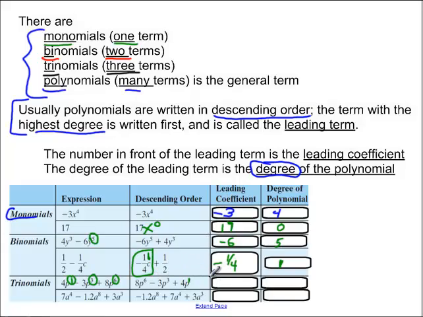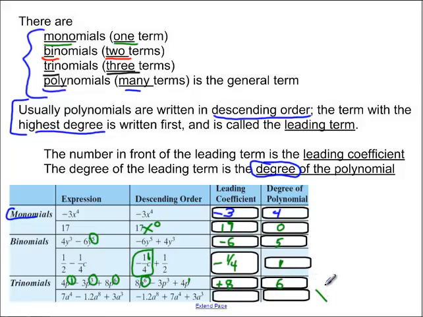So what's our leading coefficient? The leading coefficient is the number that's attached to that leading term. The 8 is our leading coefficient. That should be a positive number. You could write it as positive 8 or just write it as 8. Understand it's positive. What's the degree of the polynomial? The degree of the polynomial is that number there, the 6. The degree is 6.